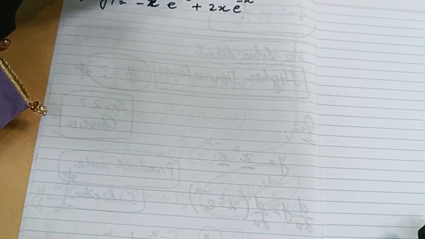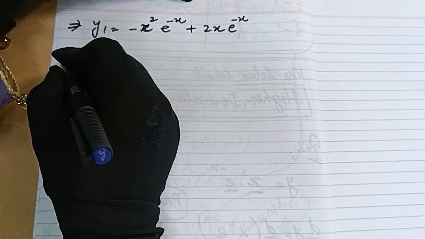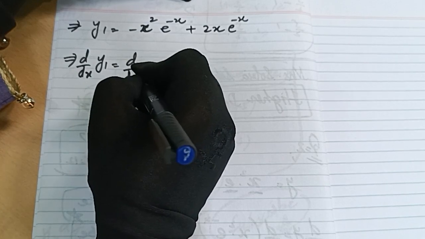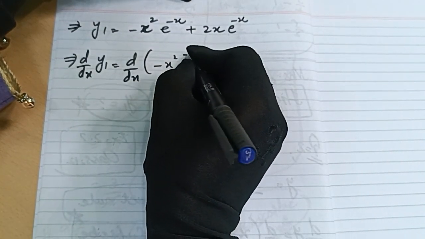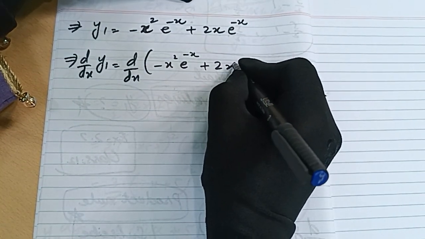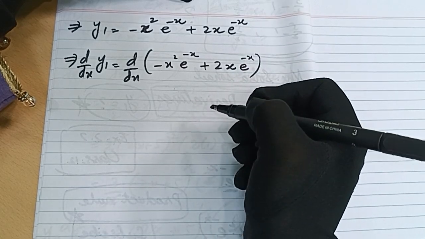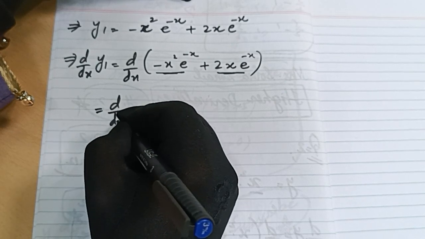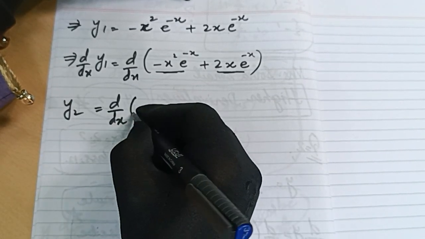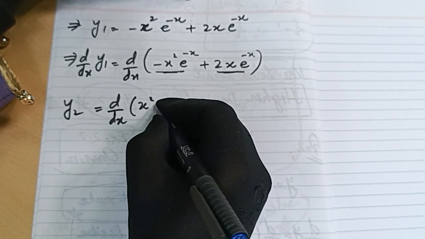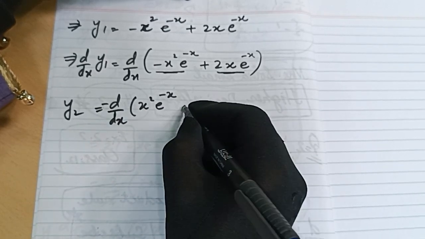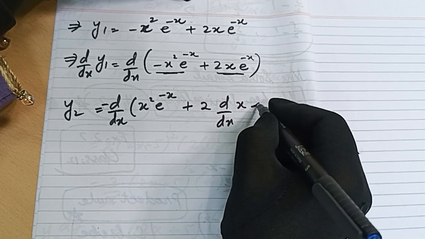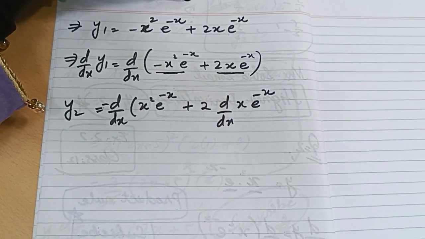So let's write. Take again the derivative of both sides. Derivative of minus x square e power minus x plus 2x e power minus x. Okay, so the derivative of this function and this function we can write separately. This will become y2 easily. X square e power minus x minus, I can write in the start, plus 2 also as coefficient, derivative of the function x e power minus x.